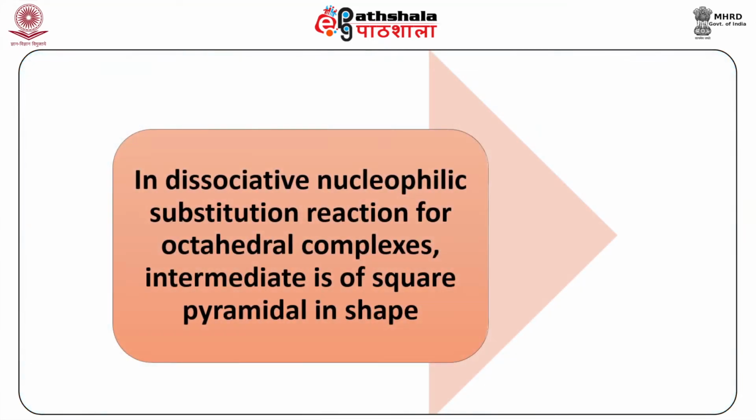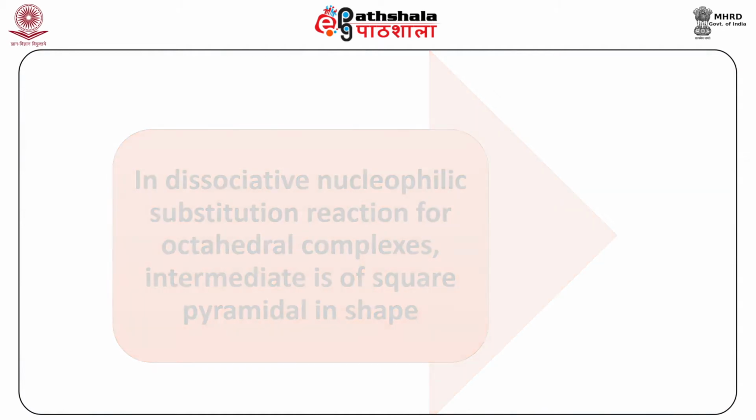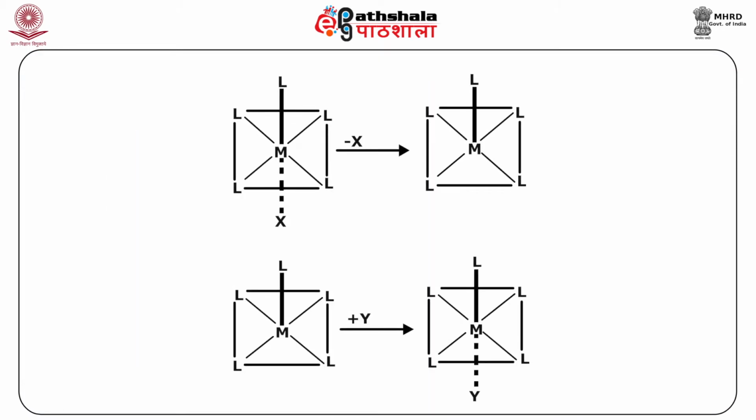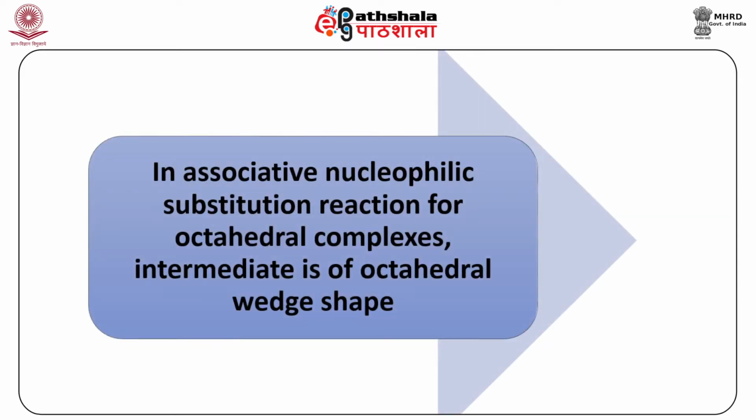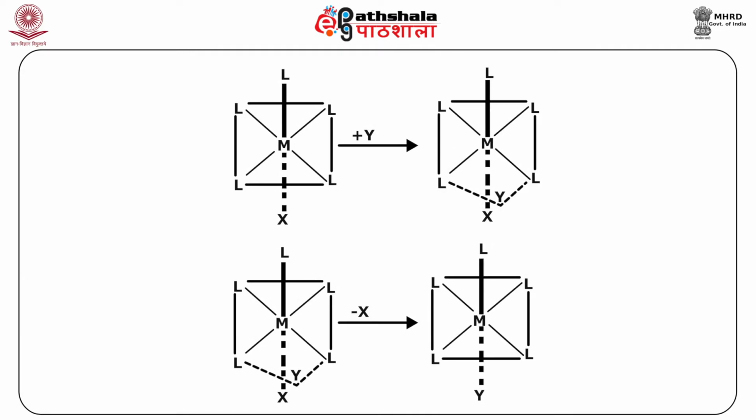The second point is, in dissociative nucleophilic substitution reaction for an octahedral complex, the intermediate is of square pyramidal shape. When a ligand is displaced from the octahedral system, then in general the structure that is left behind is of square pyramidal shape. While in case of associative nucleophilic substitution reaction for an octahedral complex, the intermediate is of octahedral base shape, as you can see in the diagram shown here.